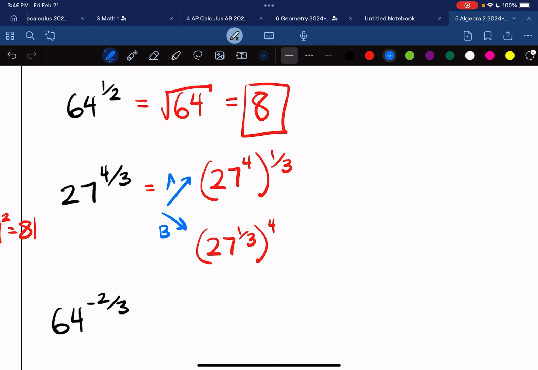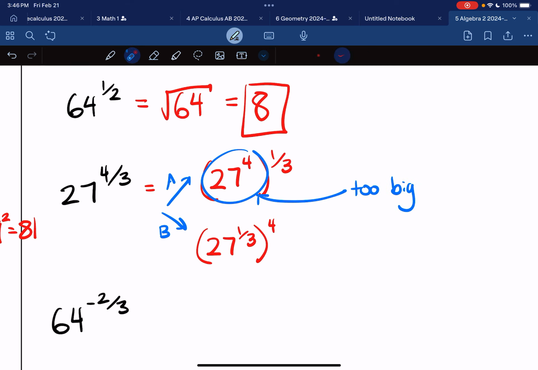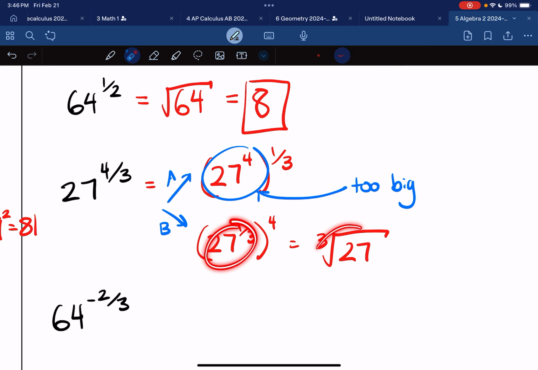Here, let me write that in the notes. That number right here is way too big. I don't want to work on this problem. This is going to make it smaller first, and that's why I told you before: in general, make your problem smaller first. 27 to the power of 1/3 is the same thing as writing the cube root of 27, and once I'm done doing that, then I do it to the power of 4. Then I do it to the power of 4 like this.